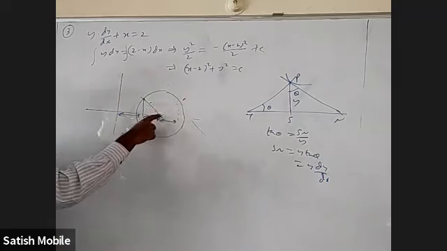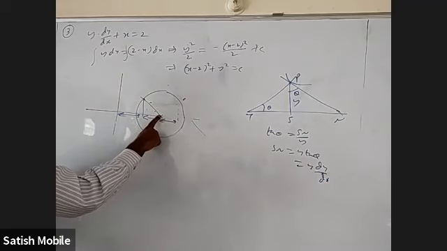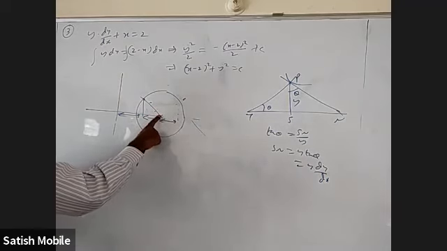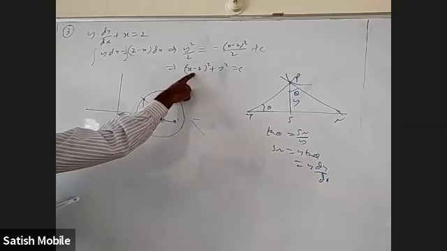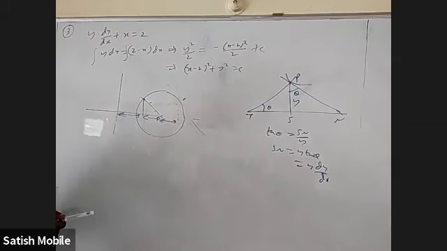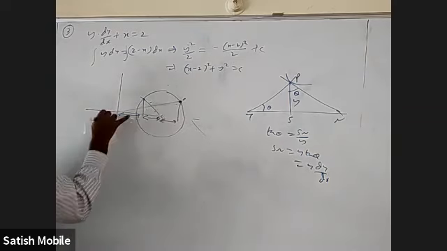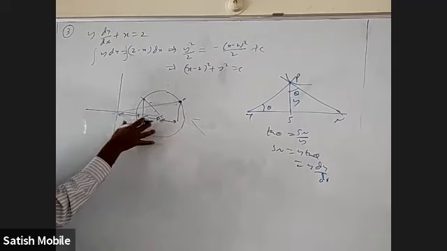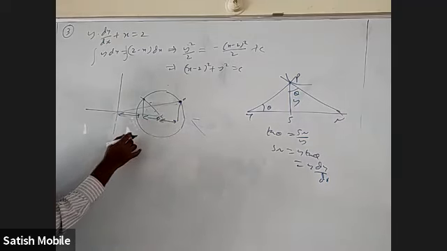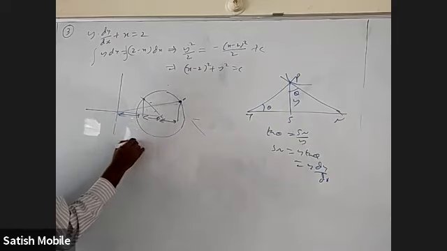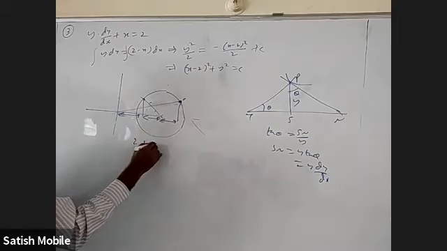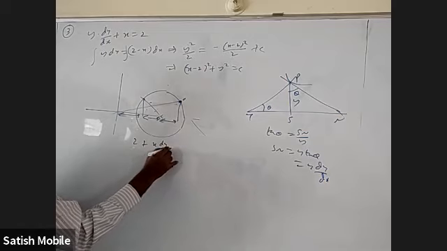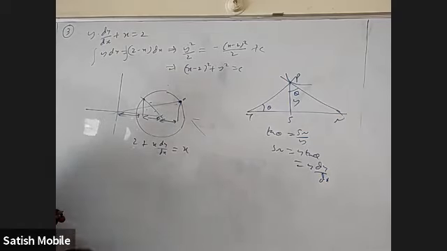If it is this, then it would have been... whether to take x minus 2 or 2 minus x, it will be same. If I take here, abscissa minus subnormal is 2. That is, from here to here it is 2, plus from here to here is x dy by dx is equal to x. Whether it is x minus 2 or 2 minus x, the same thing comes.